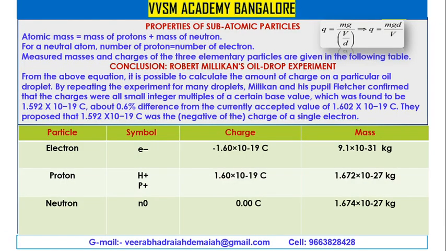So, the properties of subatomic particles are a very important factor here. Electron, symbol e to the power of minus, that is its charge. These are the statistics data available for electron, proton and neutron. And the credit goes to James Chadwick for the discovery of neutron, Sir J.J. Thomson for the electron, and Goldstein and Rutherford for the proton.